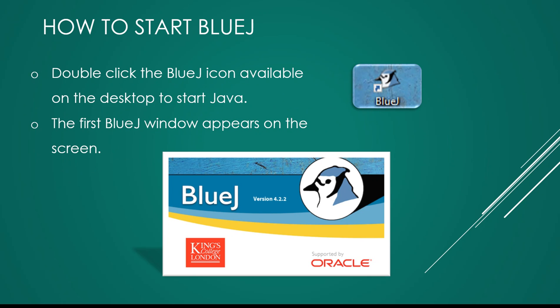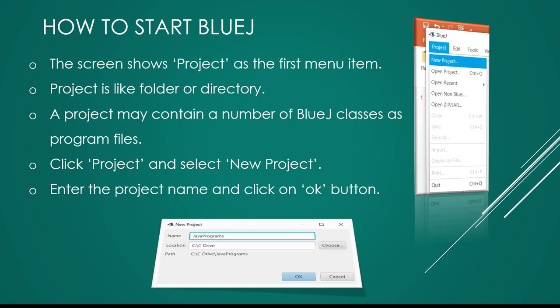Okay, the first BlueJ window appears on the screen. Once you see the screen, it will be empty. The menu bar shows Project as the first menu. So just click on Project, and then you can select New Project.